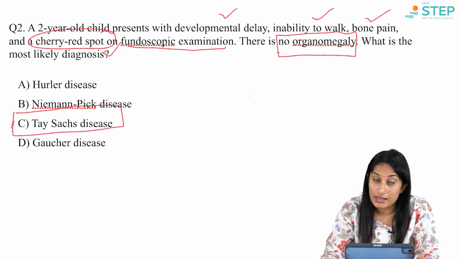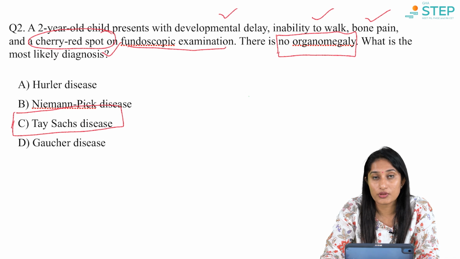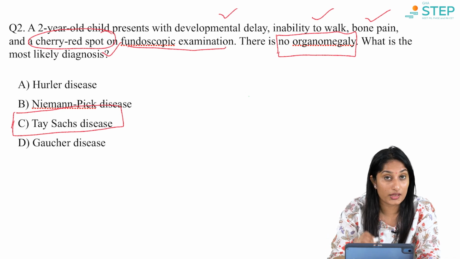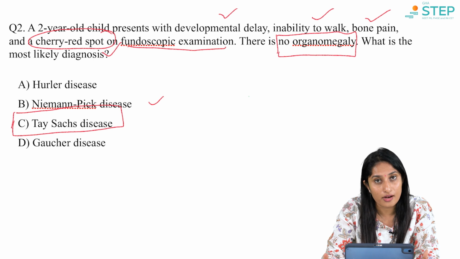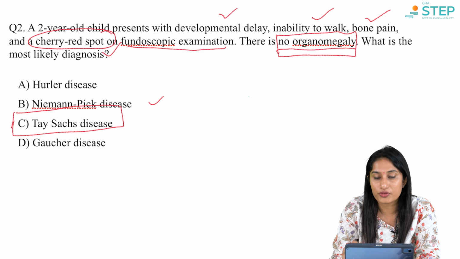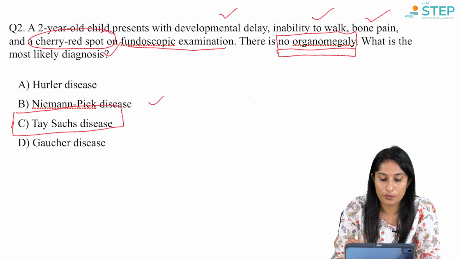Another condition in the given options can also give rise to a cherry red spot, that is Niemann-Pick disease. So why are we opting for Tay-Sachs and not Niemann-Pick disease in this condition? It is because of this key negative clinical feature, that there is no organomegaly.